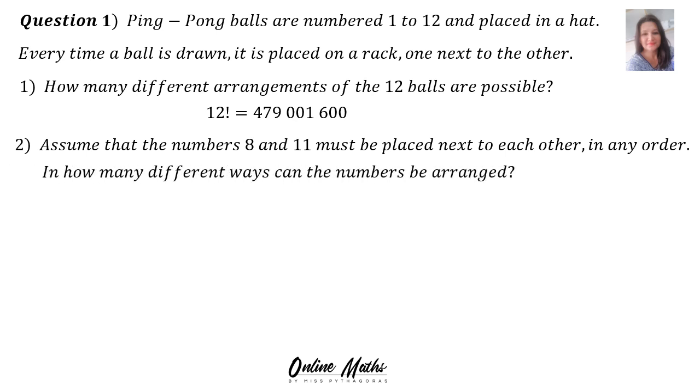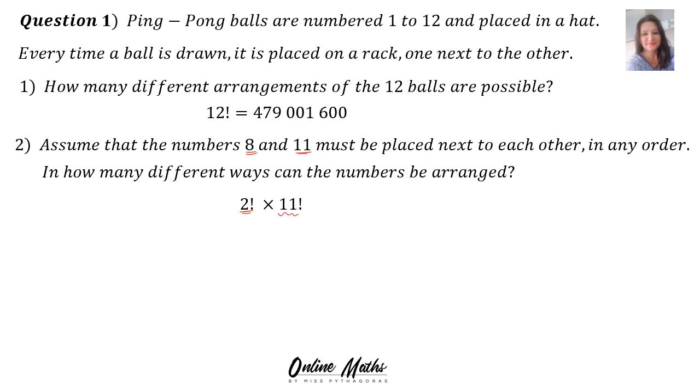Question 1.2. Assume that the numbers 8 and 11 must be placed next to each other in any order. In how many different ways can the numbers be arranged? Now, do you agree our answer is 2 factorial, and the 2 factorial, that is the 8 and the 11 that have to be placed next to each other, times, now where does the 11 factorial come from?